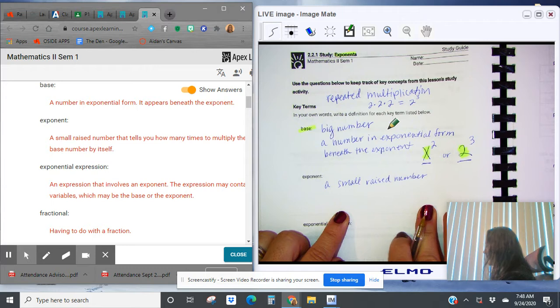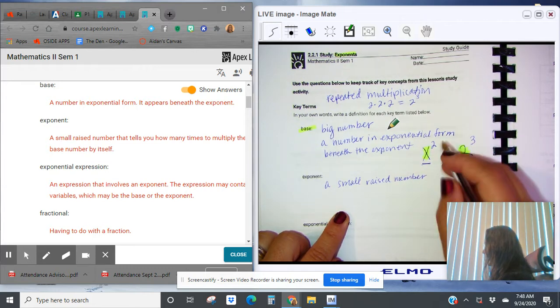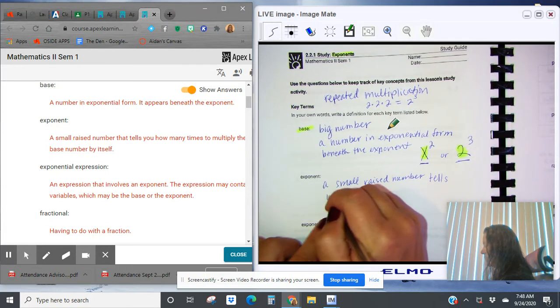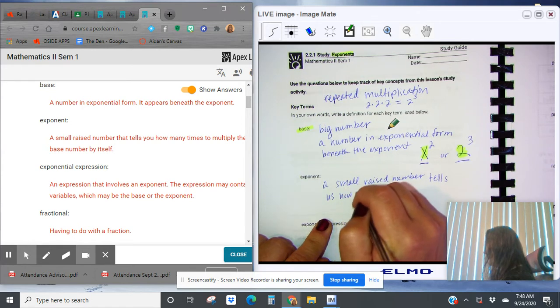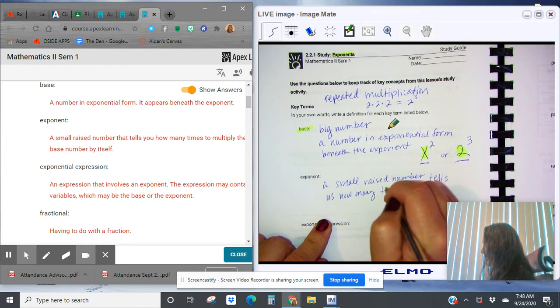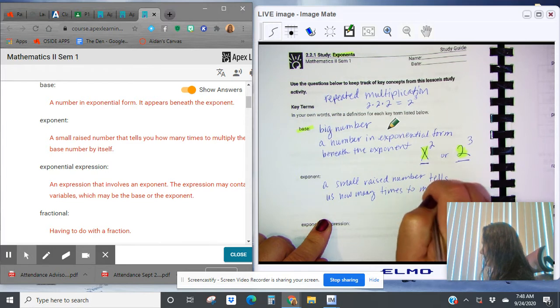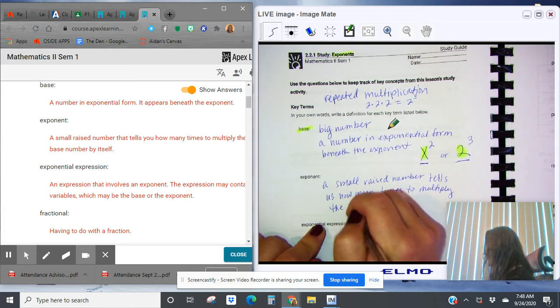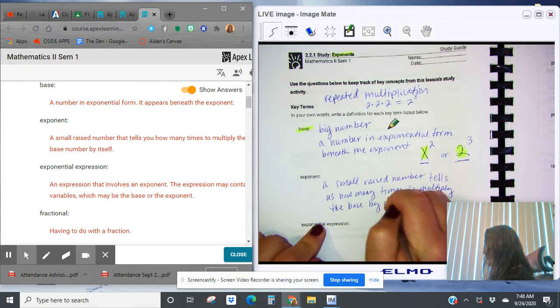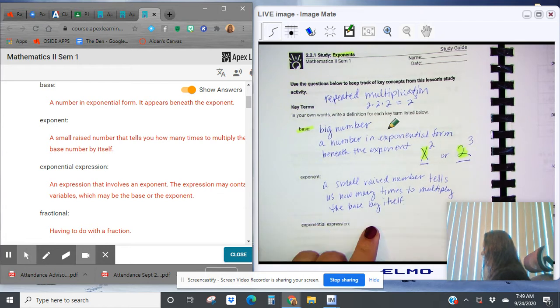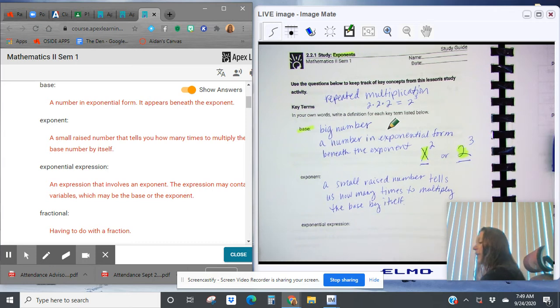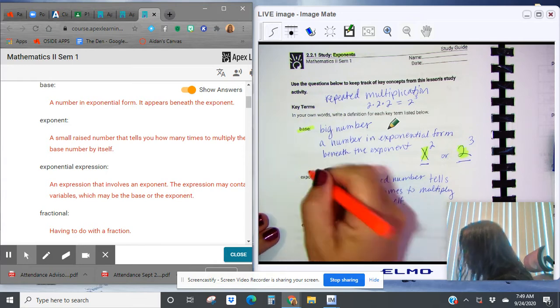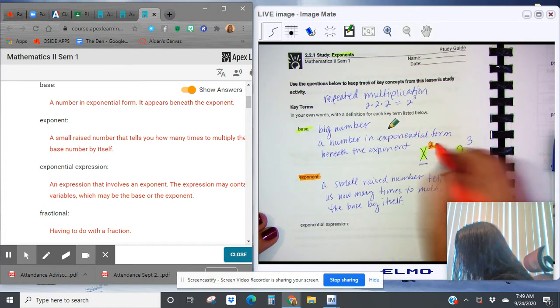This small number in the sky tells us how many times to multiply the base by itself. So it's a small number that tells us how many times to multiply the base. And so this exponent, let's use this color, is this little number in the sky.